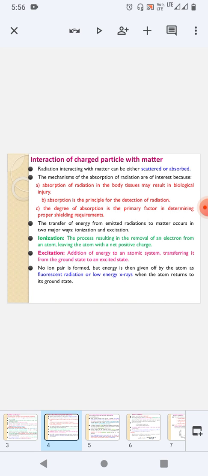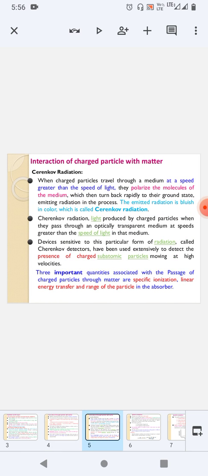What do you mean by ionization? The process resulting in the removal of an electron from the atom, leaving the atom with a net positive charge. This process is called ionization. What do you mean by excitation? The addition of energy to an atomic system, transferring it from its ground state to an excited state. That is called excitation. Here no ion is formed, but the energy is given off by the atom as fluorescent radiation or low energy X-ray when the atom returns from a higher energy level to a lower energy level.